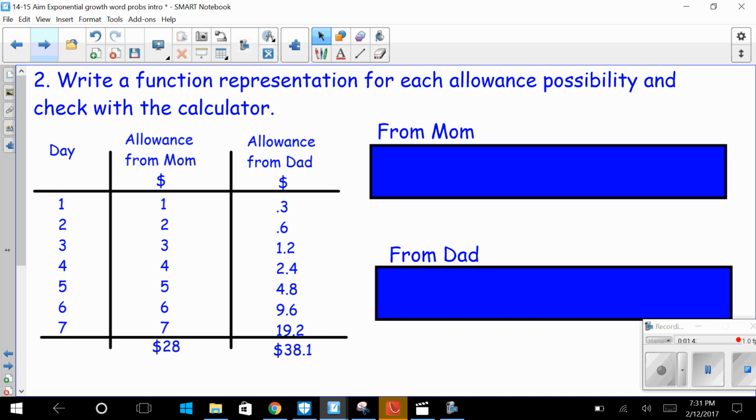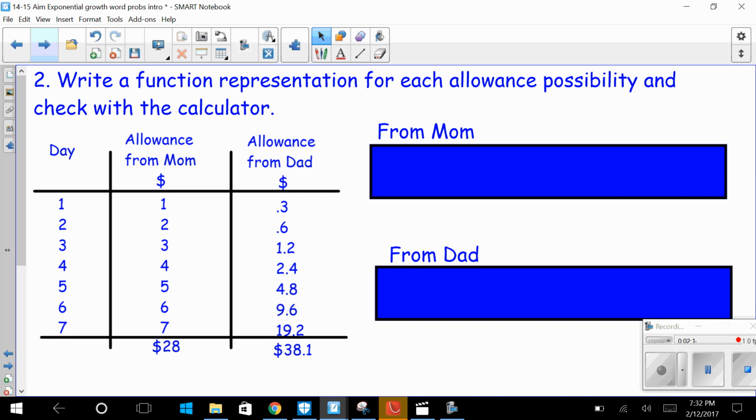So this chart is just a copy of the previous chart you just saw, so you don't have to copy this again. But mathematically speaking, both of these situations can be represented by functions, and that really helps you analyze the situation better. So from mom, you start out with $1, and every day you increase by $1. So remember, this is what's called an arithmetic sequence, and your common difference here is 1. So you start with 1, and then you keep adding 1.